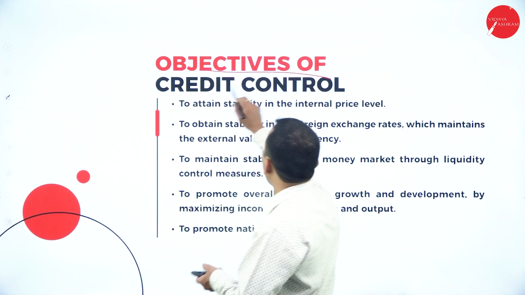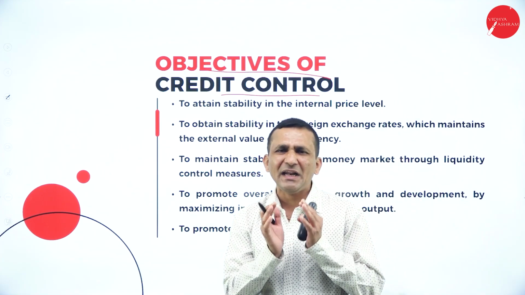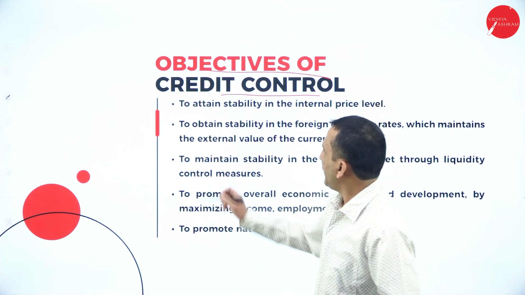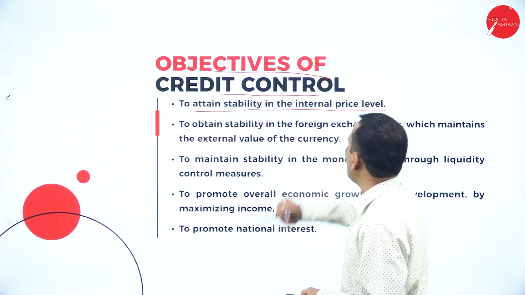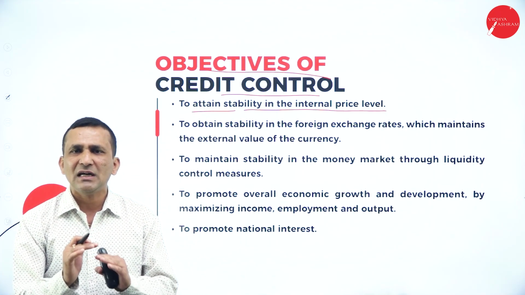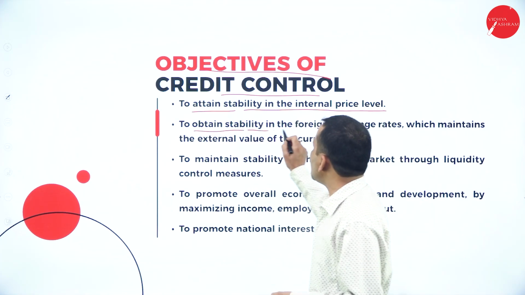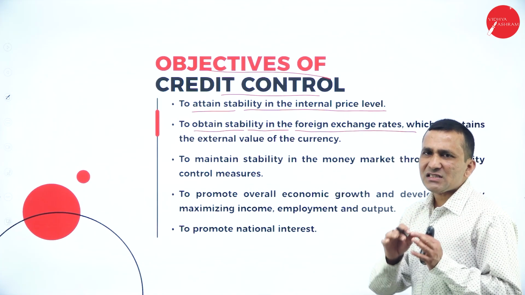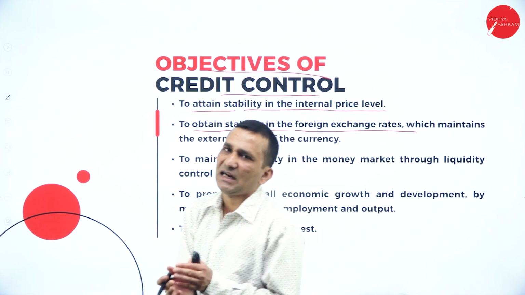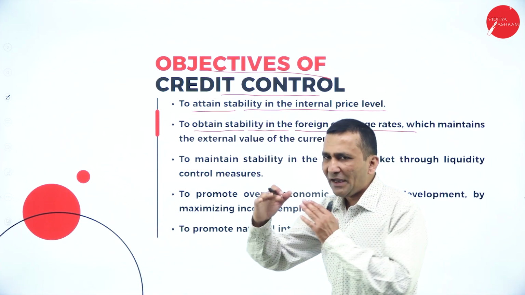Next, the objective of credit control: why it is very important. The main objective of credit control is to attain stability in the internal price level. You have to maintain stability whenever transactions are going on, borrowing and lending, and to obtain stability in the foreign exchange rate, because the responsibility for foreign exchange and international currency is taken by the RBI, to maintain stability.